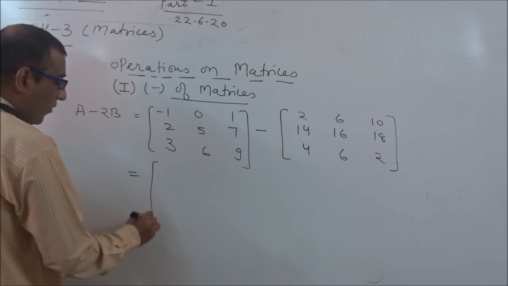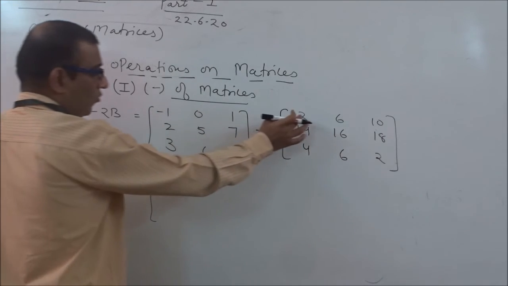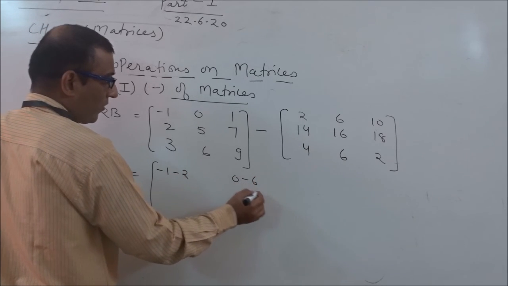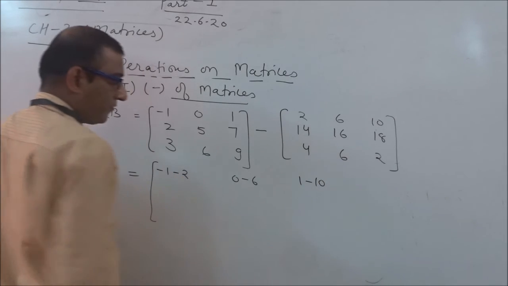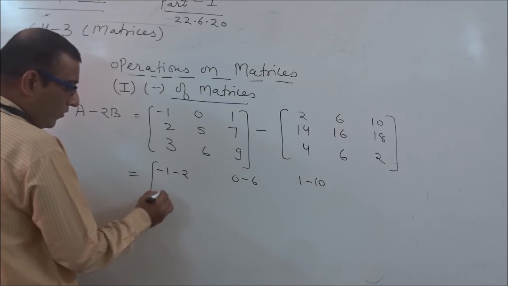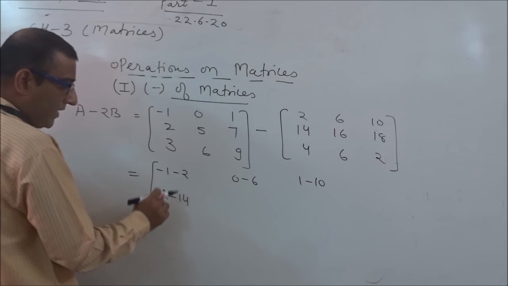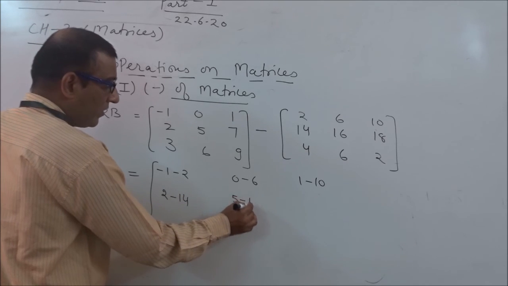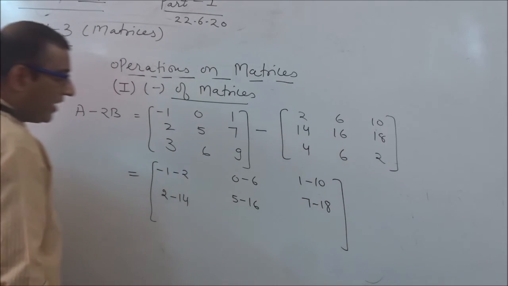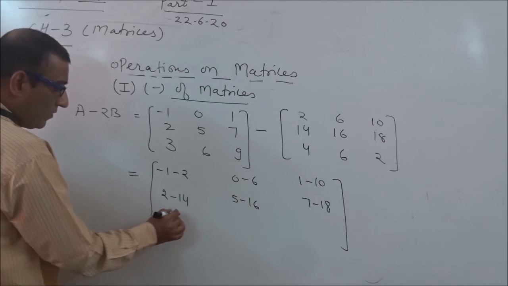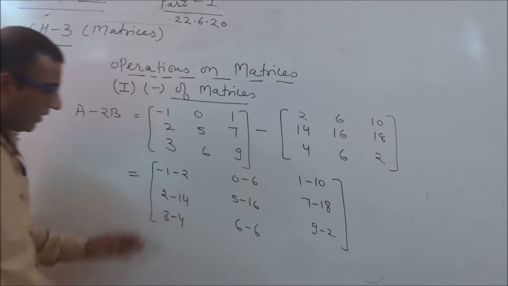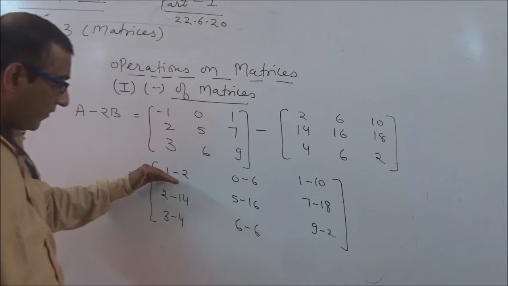Now we will subtract the corresponding elements. The corresponding element of minus 1 is 2. So we will write here minus 1, minus 2. Then we will write 0, minus 6. Then we will write 1, minus 10. There is some gap between the columns, and the same for the rows. Then the corresponding element of 2 is 14. So we write here 2 minus 14, 5 minus 16. Then we will write 7 minus 18. And in the last row, 3 minus 4, 6 minus 6, 9 minus 2. So if you see here, some gap between the columns, some gap between the rows.